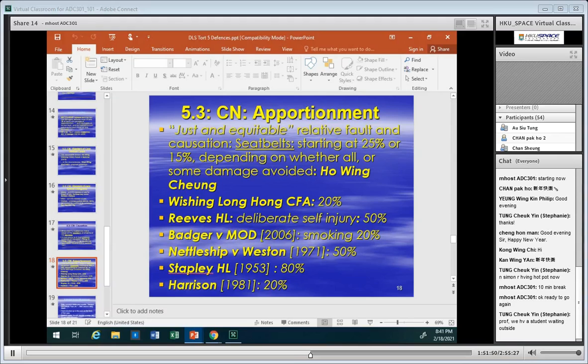Fair enough. Badger and the Ministry of Defence, back on page 136. Badger and the Ministry of Defence is a case close to my heart because my wife died and she was a very heavy smoker, and so I'm very anti-smoking. But anyway, let's have a look at Badger and the Ministry of Defence. I would suggest a must-know case.